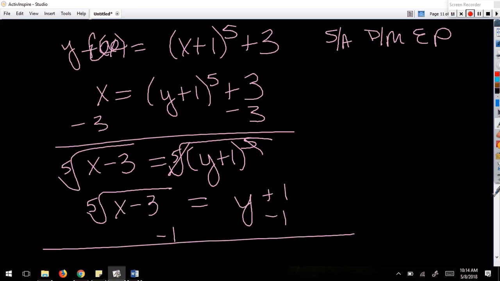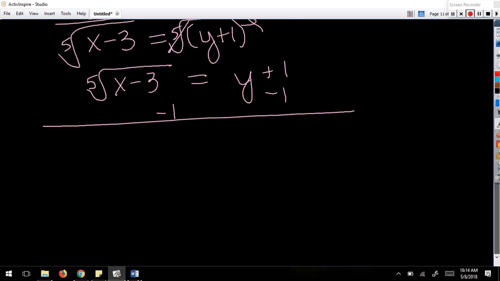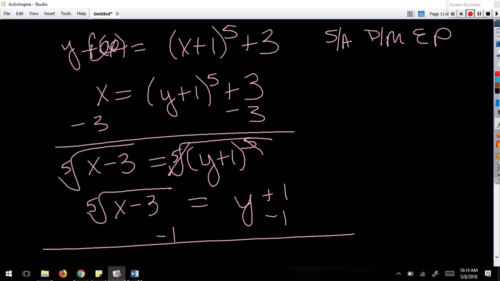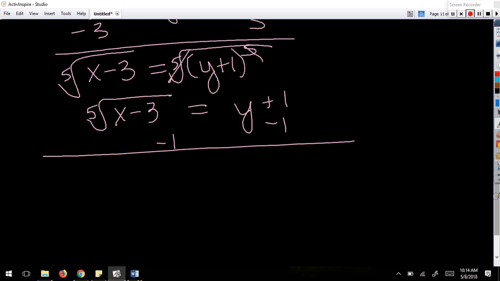So I'm going to have the fifth root of x minus 3, and then outside that radical, I'm going to have minus 1. And there's the inverse. What's confusing? What am I doing?